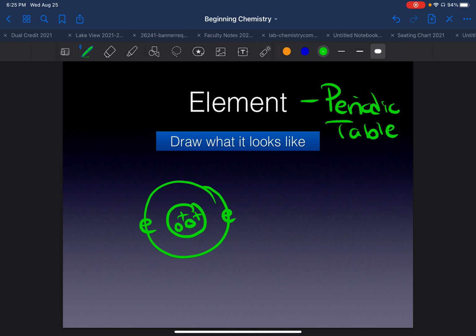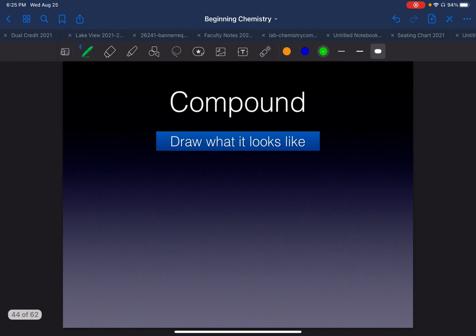Okay. Then the next word is a compound. Well, what does a compound look like? Well, one of our famous ones is H2O. So I've got O, which is the oxygen, and then I've got hydrogen and hydrogen. And so it's two of them put together. They have different properties.